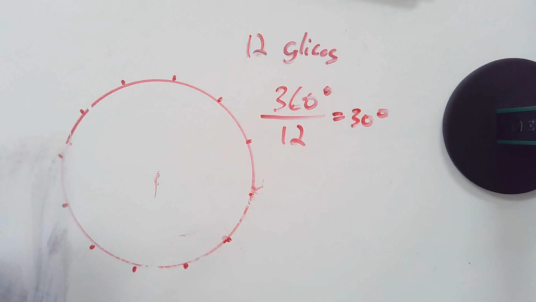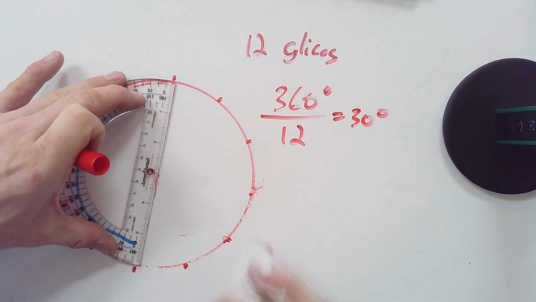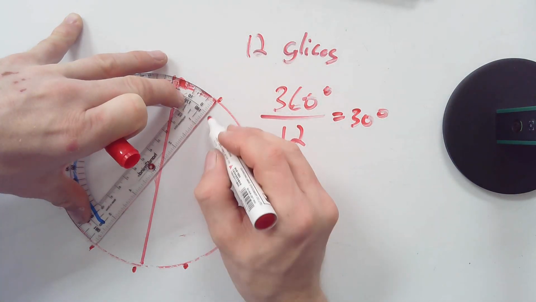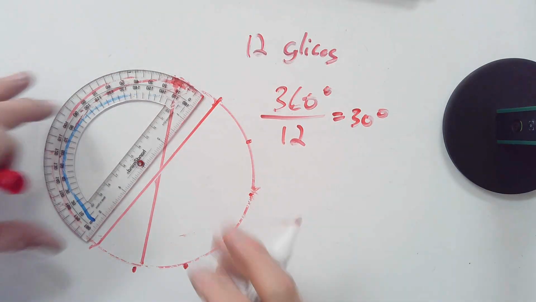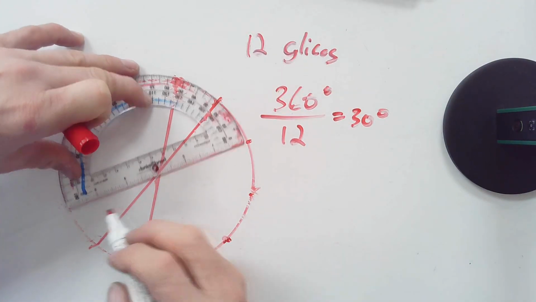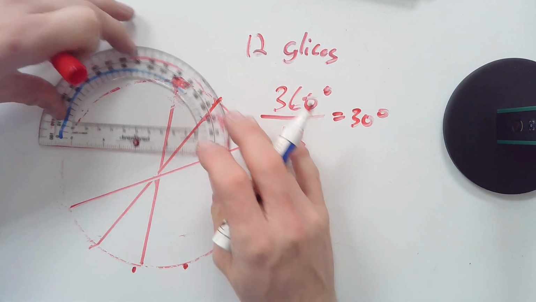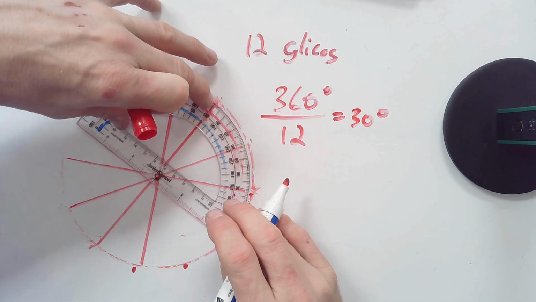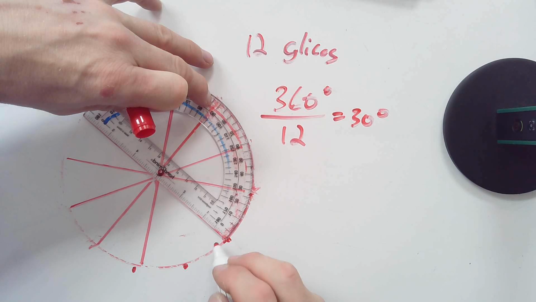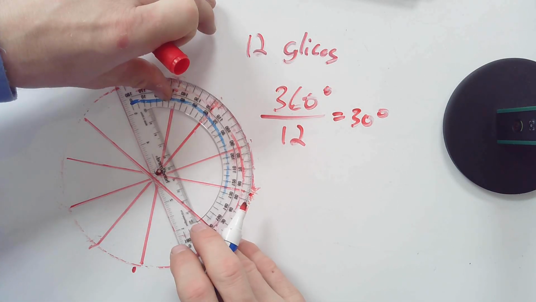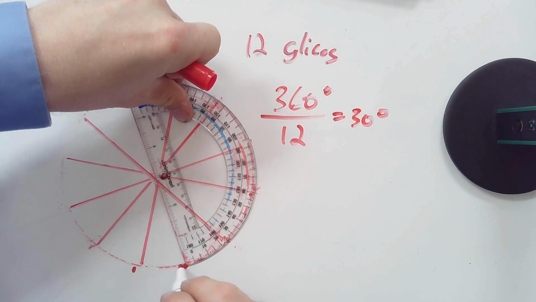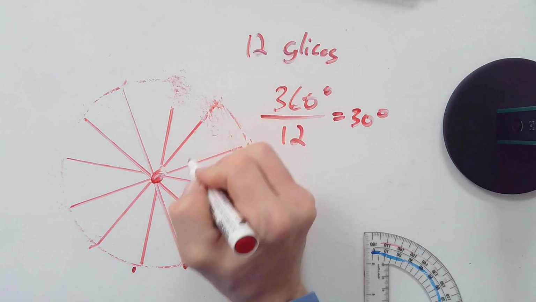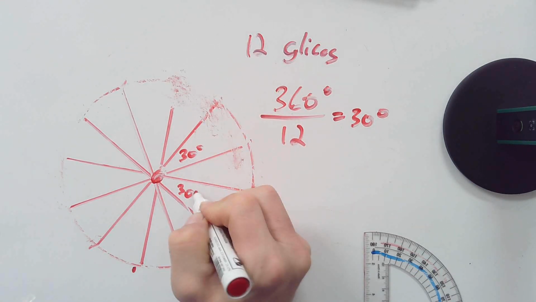Each one of these is equally distributed, 30 degrees. I'm kind of smudging my circumference, but that's all right. And then one right here. That's pretty close. Again at my center point, each one of these measures is 30 degrees.